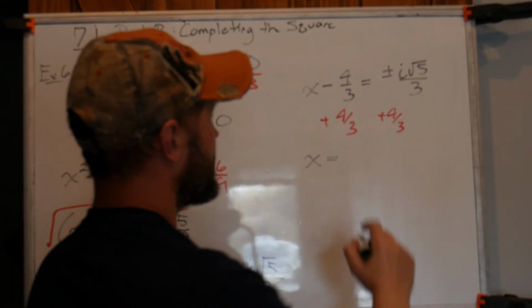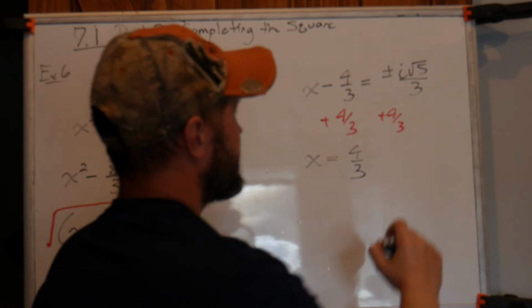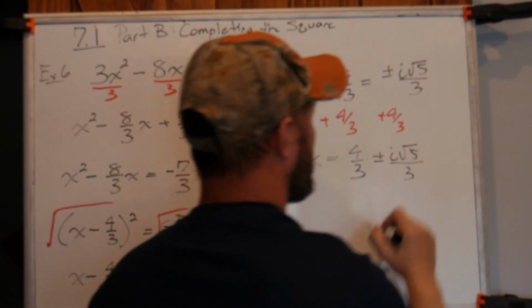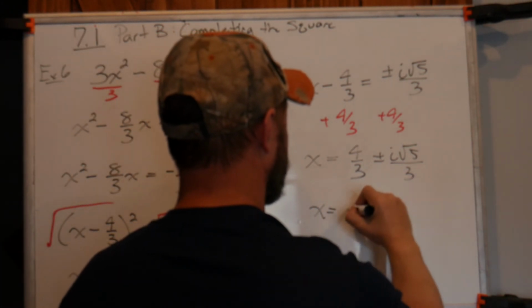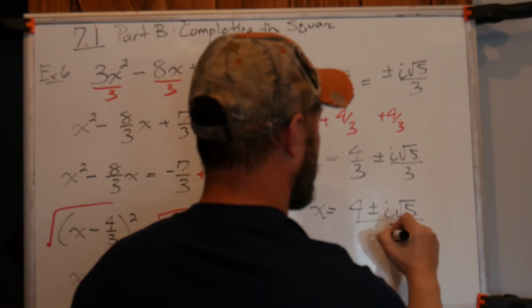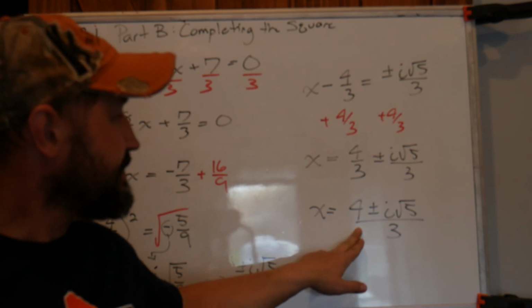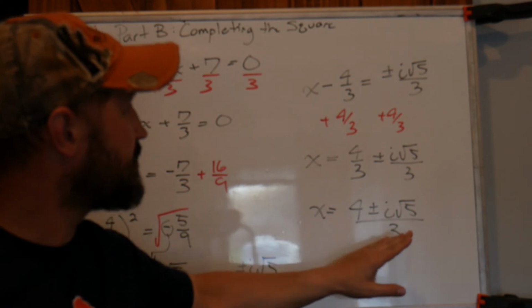So I have one extra step. I'll take it. I have my 4/3 plus or minus i square root of 5/3. 3 and 3, I can combine those. x equals 4 plus or minus i times the square root of 5, all that over 3. There's my ultimate answer. x equals 4 plus or minus i times the square root of 5 over 3.